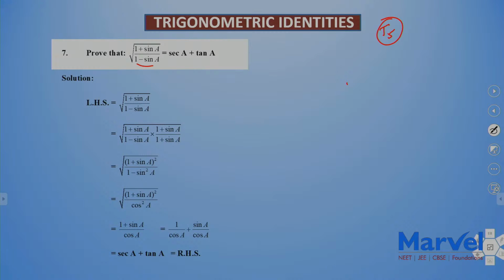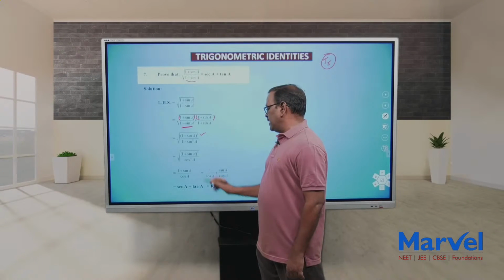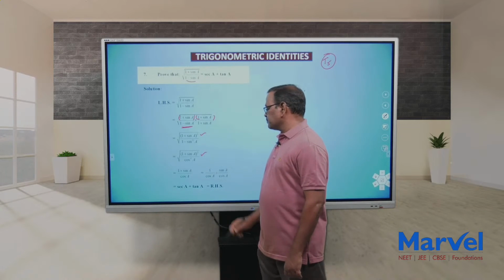Very important, multiply and divide only inside the square root. So what is the conjugate of 1 minus sin a? The conjugate of 1 minus sin a is 1 plus sin a, so (1 plus sin a) by (1 plus sin a). The numerator becomes (1 plus sin a) the whole square, and the denominator is (1 minus sin a) into (1 plus sin a), that is 1 minus sin square a, that is cos square a.